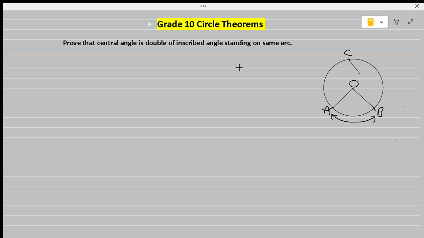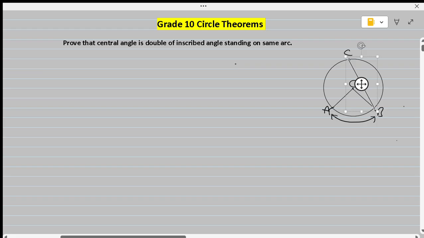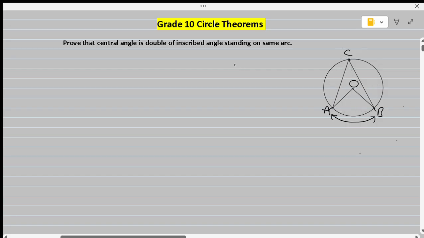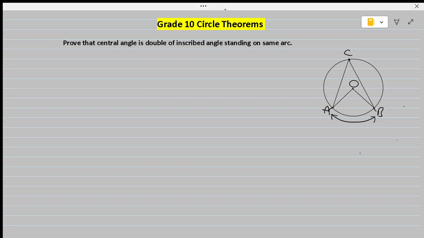So let's draw CB and the line CA. So the inscribed angle is also formed. Here ACB is the inscribed angle on the arc AB, and angle AOB is the central angle on the same arc AB, and the relation between these two angles we have to prove. The relation is: angle AOB is twice of angle ACB, that we have to prove. So let's start by writing the given.